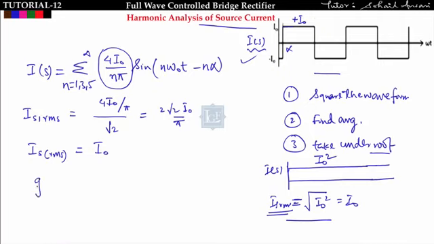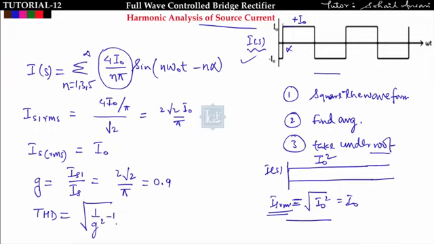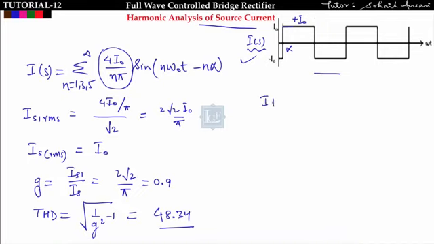Now find the distortion factor G. G is nothing but IS1 upon IS. So you will get 2 root 2 upon pi. This is equal to 0.9. Now find the THD. THD is nothing but the square root of 1 upon G square minus 1. So THD will come out to be 48.34%.